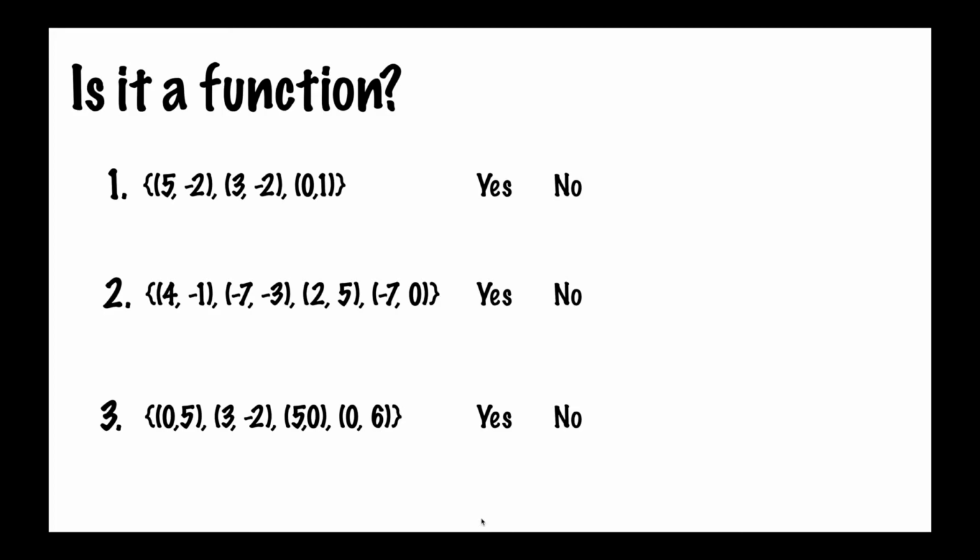So when we take a look at these examples, each of these would be considered a relation, and now we have to decide if they also represent functions. And an easy way to check it when it's written like this is just to look at each of the x values. As long as our x value is not repeating, it is going to be a function. So number 1 would be yes. For number 2, if I look at my domain values, again, those are the x values, 4, -7, 2, -7. We did have a repeat there, so this one is not going to represent a function. For number 3, again, I've got 0, 3, 5, and 0. Again, the 0 repeats, so no, that one is not a function.